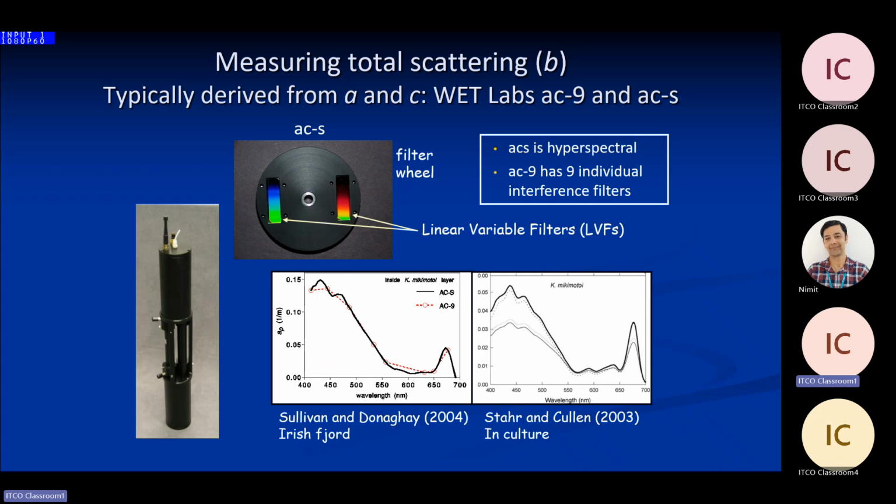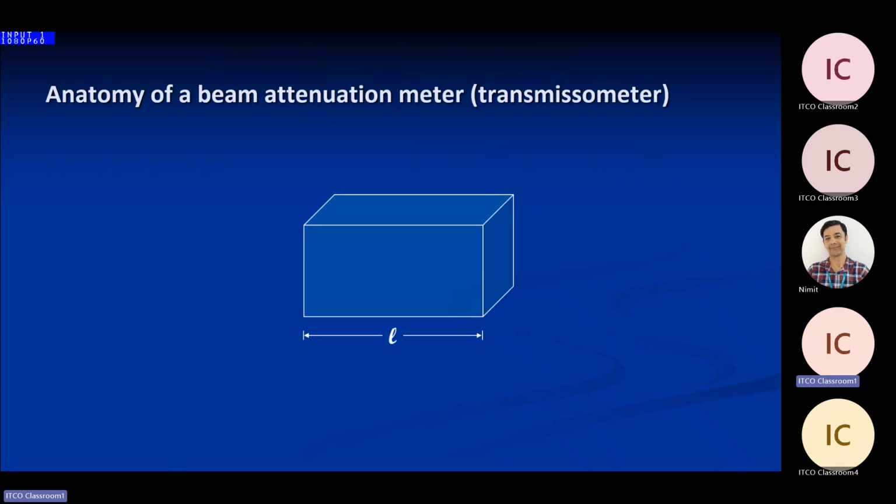And when it first came out, there was a lot of work just demonstrating that the AC9 and the ACS were measuring very, very similar things, and that's what this plot from Sullivan and Donahue shows. Here are the 9 individual points from the AC9, and it falls directly on the hyperspectral ACS. And those spectra also match in-lab measurements from a spectrophotometer really well. So A plus B equals C, so you can derive B with those measurements.